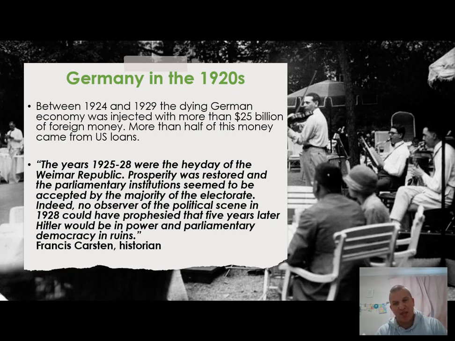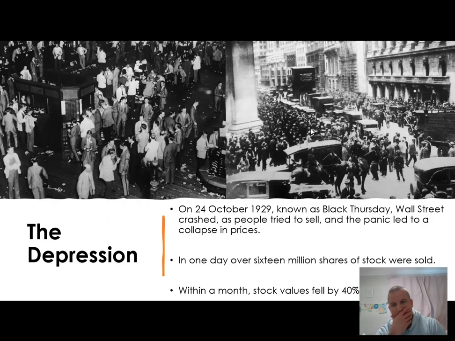And so, even though on the outside, by the time you hit October of 1929, in the US, in Germany, in Europe, even in Australia, things look great. It's one tragedy away from things really collapsing, which is obviously what happens with the Great Depression. So on the 24th of October 1929, Wall Street crashes. 16 million shares of stock are sold. Within a month, stock values have fallen by 40%.